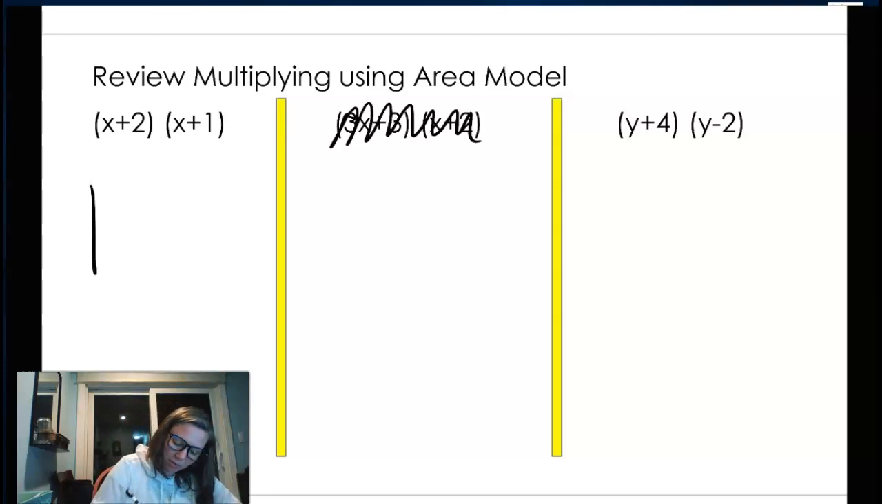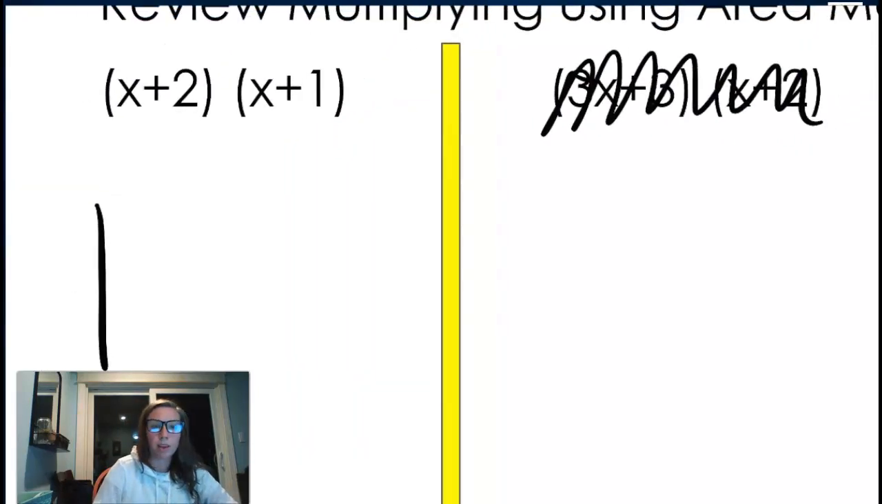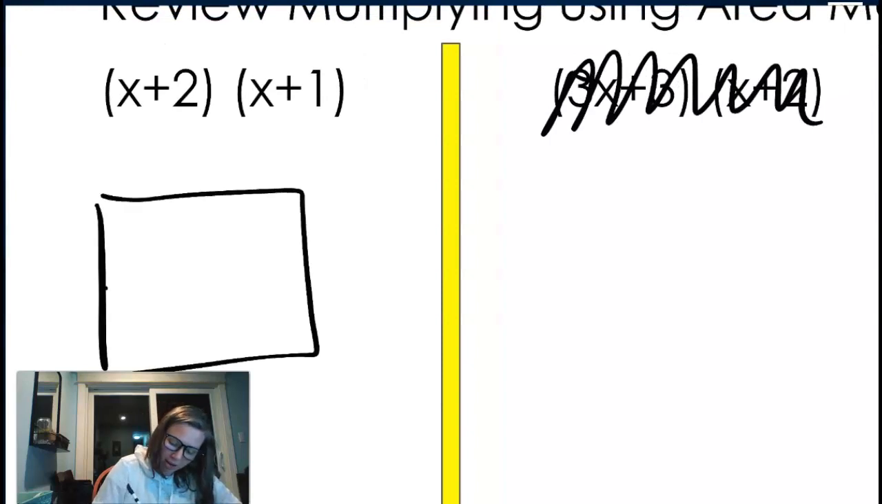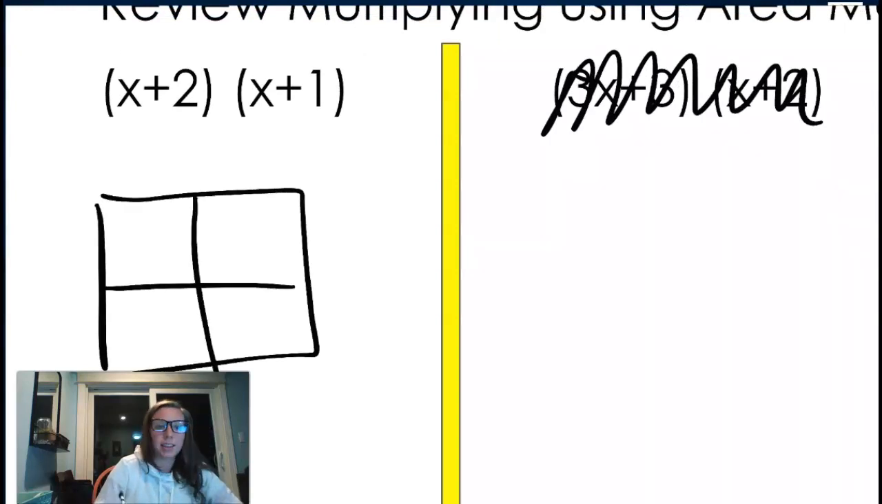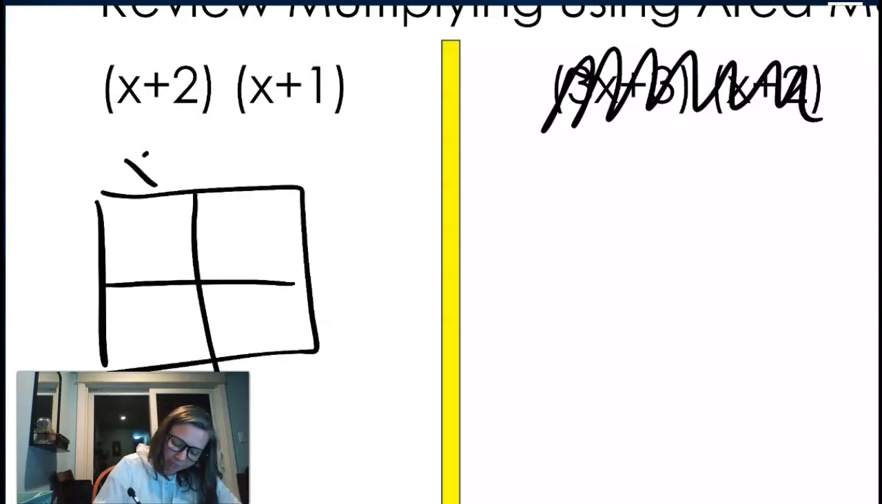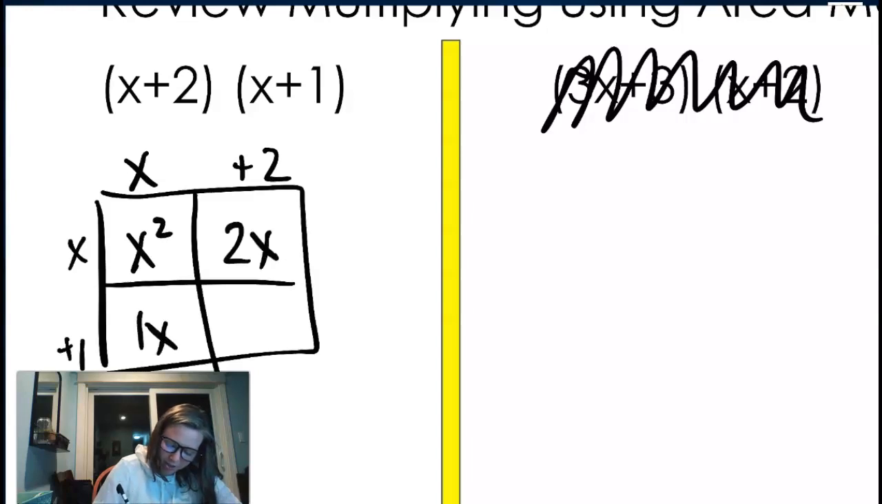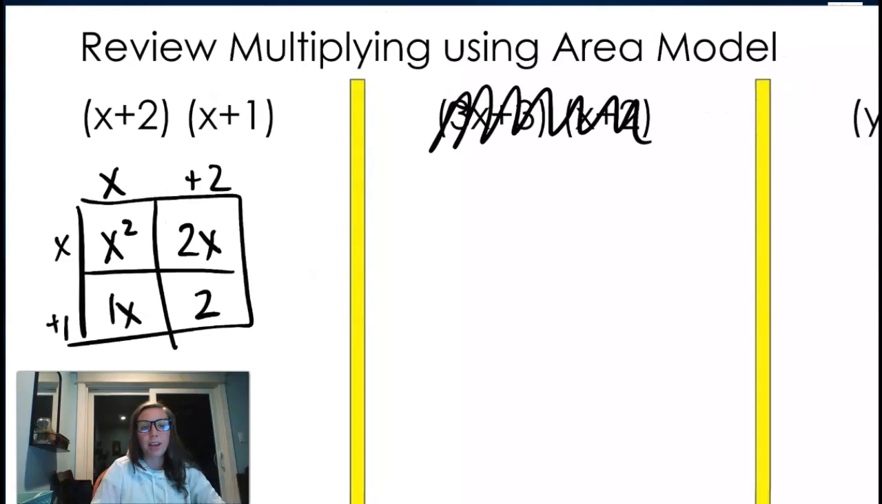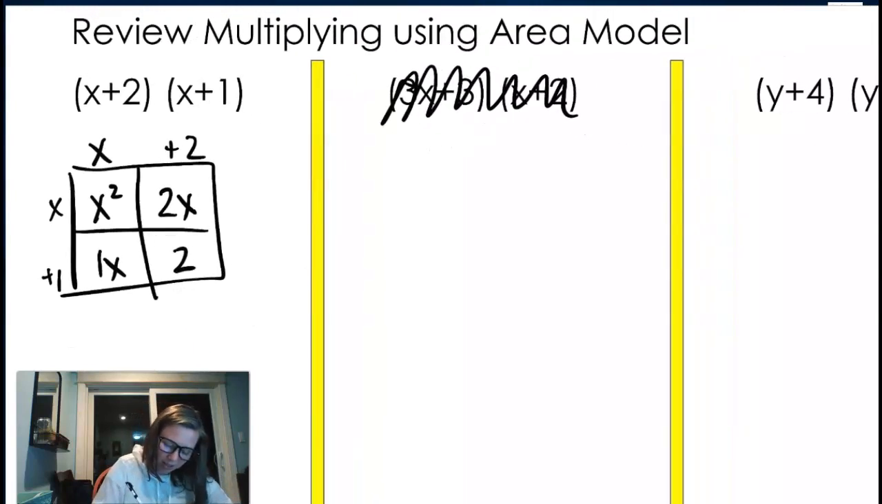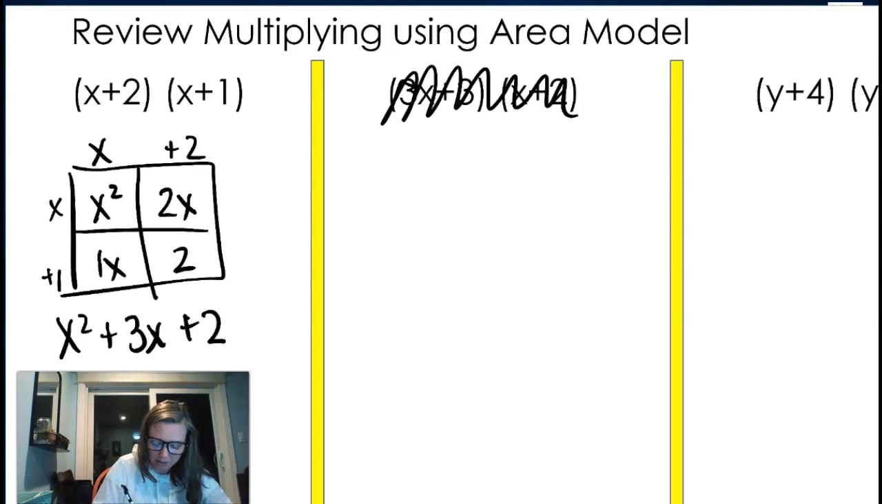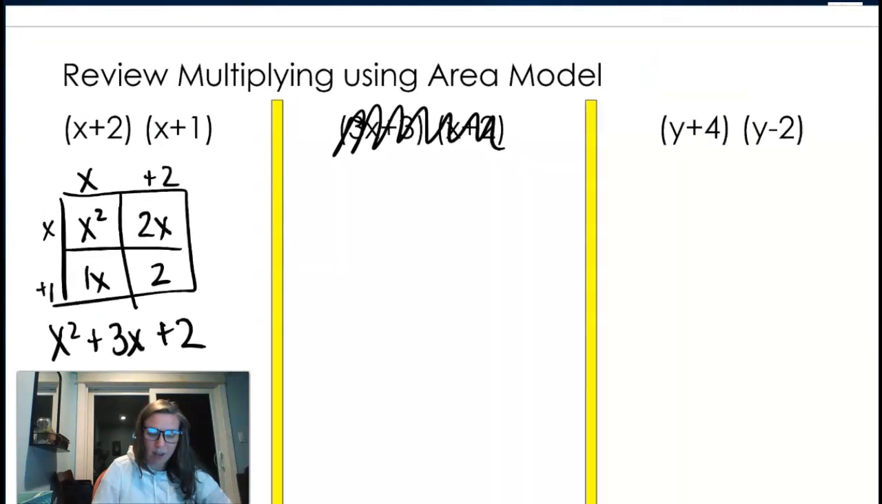So we're first going to review multiplying. Remember multiplying with the area model. We did the length times width, so x plus 2 and x plus 1. That's x squared, 2x, 1x or just x, and 2. Then we added everything up, combined our like terms, and got x squared plus 3x plus 2. We multiplied length times width and then added them up.